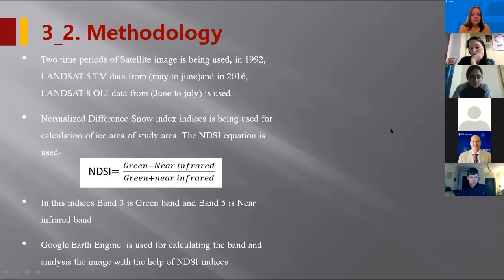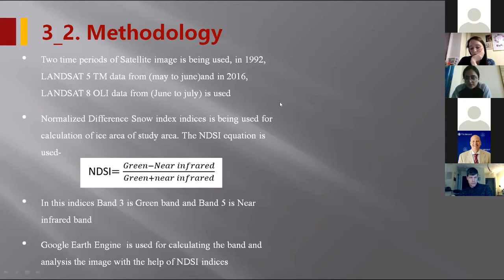So we used two time periods of satellite image data, 1992 and 2016: Landsat 5 TM from May to June, and in 2016 Landsat 8 OLI from June to July. We used the Normalized Difference Snow Index to calculate the ice area of the region. Further, we used Google Earth Engine to calculate the band and analysis images with the help of NDSI indices.